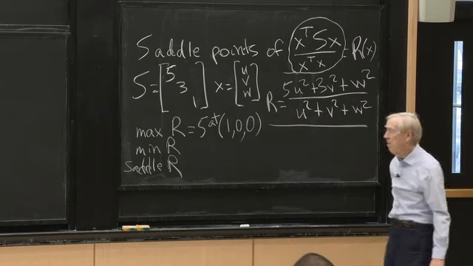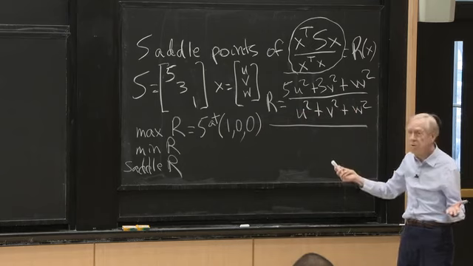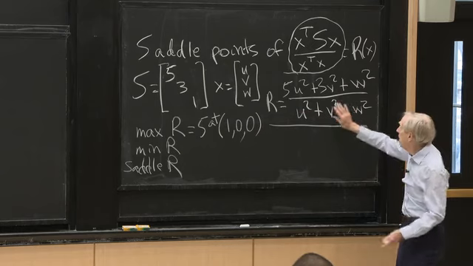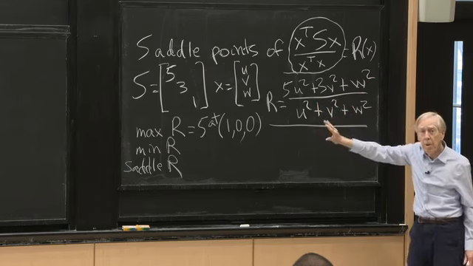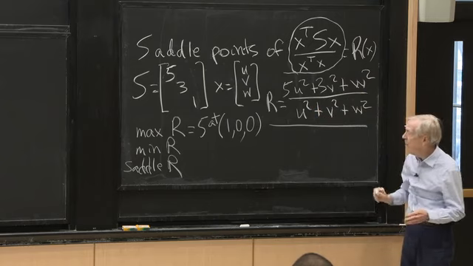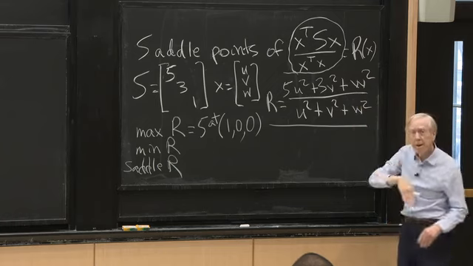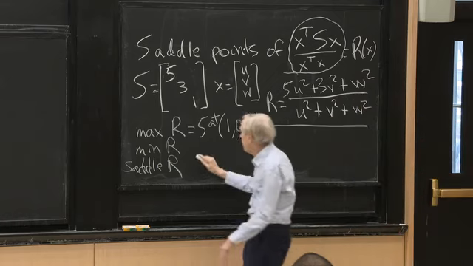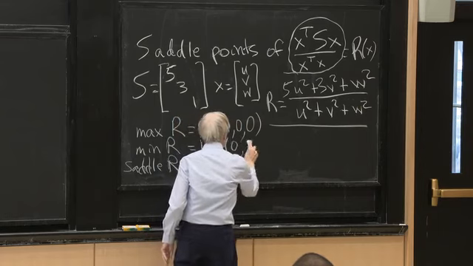And what about the minimum of R? The minimum of this ratio. How do I make that ratio small? Well, I load stuff onto w instead of loading it up onto u, right? It's clear. So what is the minimum value of R? 1, because I'll load everything into w. So the minimum value will be 1, and that'll be at the vector 0, 0, 1.